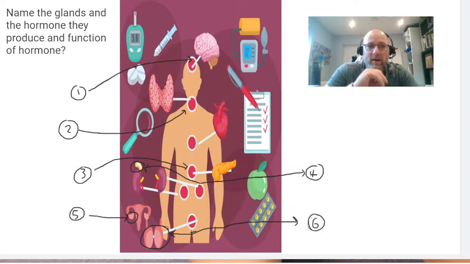So, what you can do, hi Adam, looking at the endocrine system, does anybody know the name of the glands 1, 2, 3, 4, 5, and 6 and what hormone they produce?